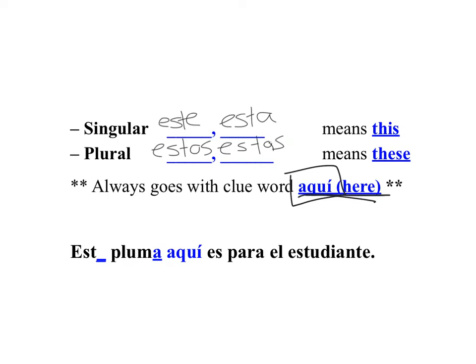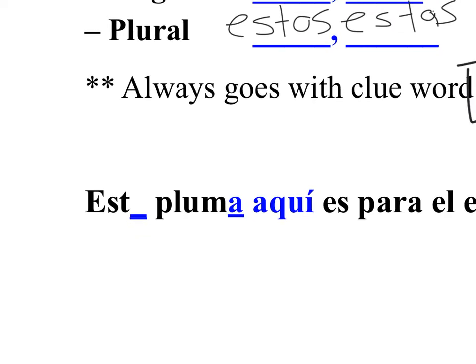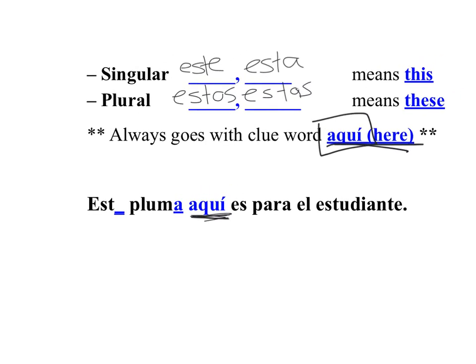So all four of these words, whenever you see the word aquí in a sentence, it's going to mean this one here. So blank pluma aquí. So here's our clue word that we're going to make sure that we use. And we're going to look at this word, pluma. Is pluma masculine or feminine? It's feminine. And is it singular or plural? Pluma is singular. So you're going to go to the singular section up here. Okay. And which one is feminine? So this sentence would read, esta pluma aquí es para el estudiante.